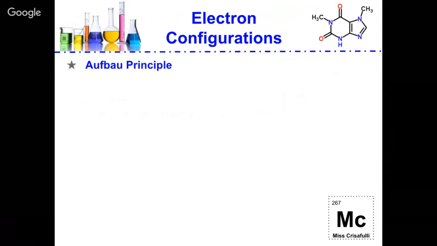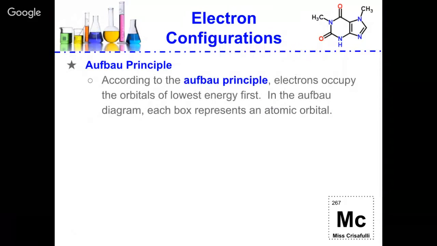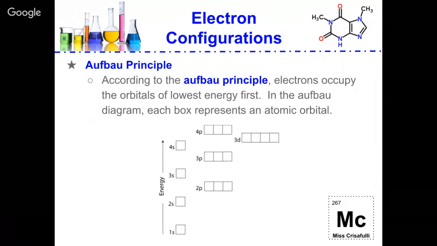So let's start with the Aufbau principle. According to the Aufbau principle, electrons occupy the orbitals of lowest energy first. So in this Aufbau diagram, each box is going to represent an atomic orbital. And you're going to fill the ones on the bottom first, and then you're going to fill the ones moving up.